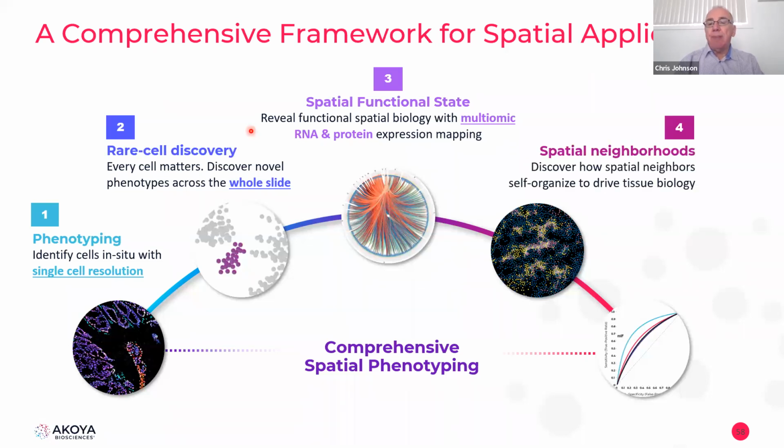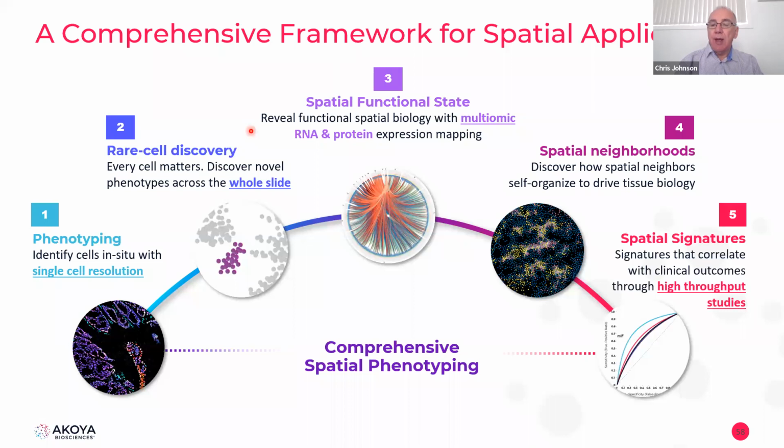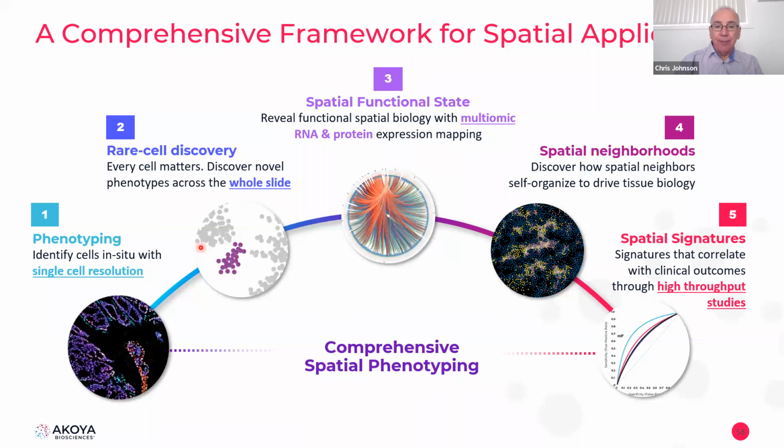There's neighborhood spatial mapping, which is to understand how different cells are interacting with other cells. And then we can also look at spatial signatures, which has strong clinical overtones, particularly through high content study. So all of these are applications we haven't talked about. We only talked about the first one here, and I'm sure many, many webinars could be done on each of these.